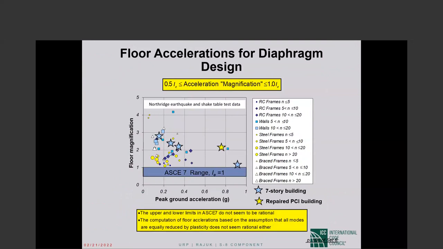So this is a picture where we have shake table test data and data that were gathered from actual buildings after the Northridge earthquake. On the x-axis is peak ground acceleration. On the y-axis is floor magnification, meaning the floor acceleration is twice the ground acceleration, floor acceleration is 3 times the ground acceleration, and so forth. Okay. So these are the measured points: actual observed floor magnification, measured in shake table tests, as a function of peak ground acceleration.